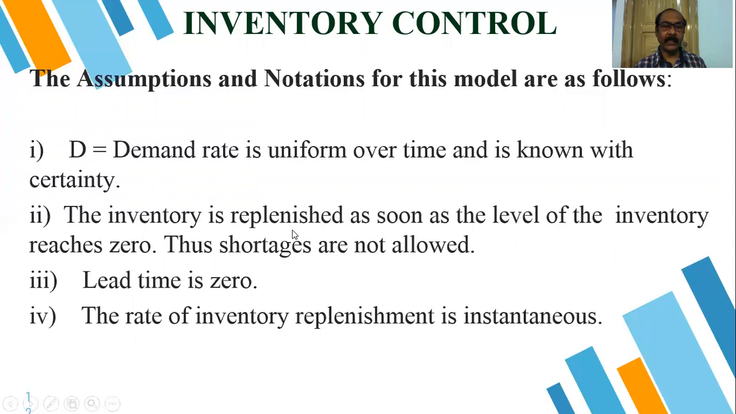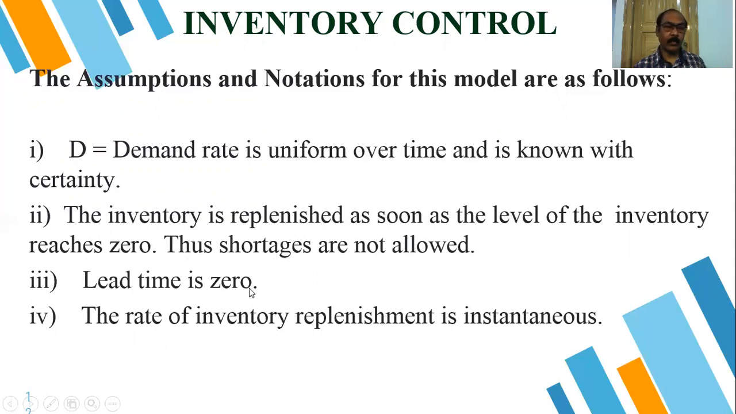The inventory is replenished as soon as the level of the inventory reaches zero. I already discussed that in the model of the shortage. As the inventory stock is used during production, it slowly decreases and reaches zero. As soon as it reaches zero, we get the stock again. That's why shortages are not allowed.